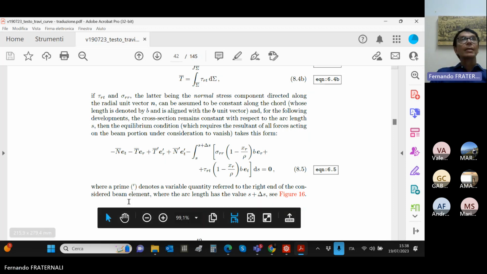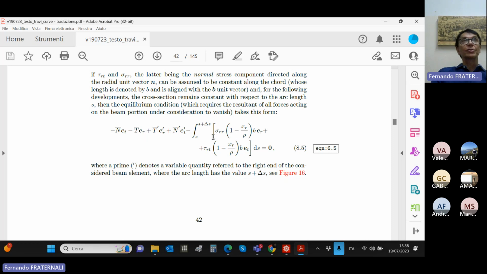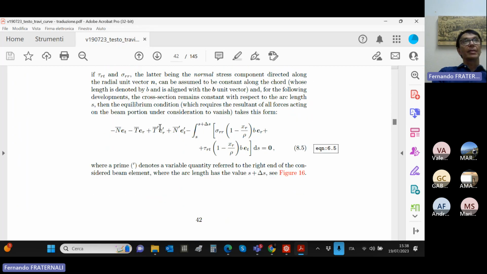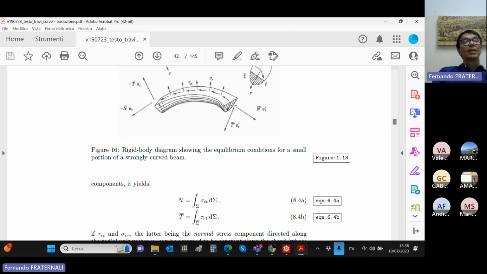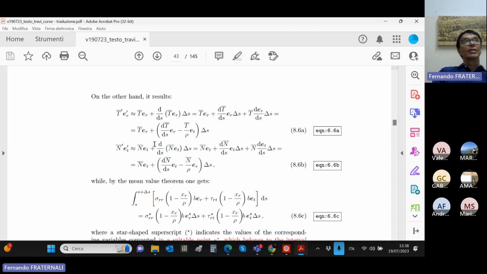So we have now to manipulate these equations to obtain two scalar equations for sigma RR and tau RT. The first thing that we do is to obtain the values of the axial force and the shear force on the second basis, starting from the values on the first basis. In particular, we obtain the product. We expand in Taylor formula the product T bar prime e_r prime and N bar prime e_t prime.